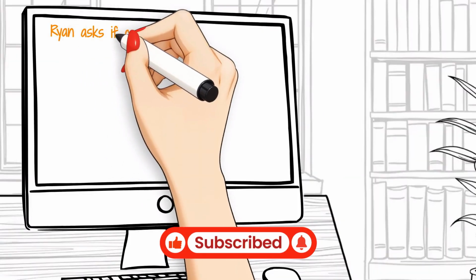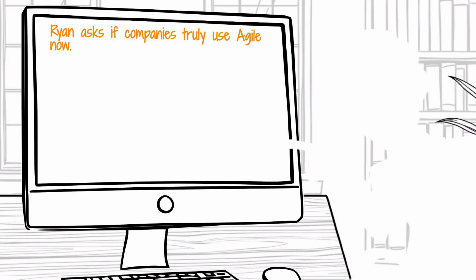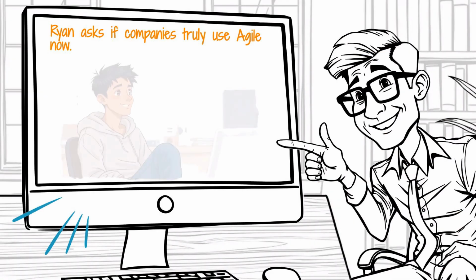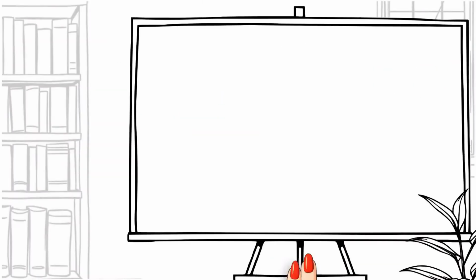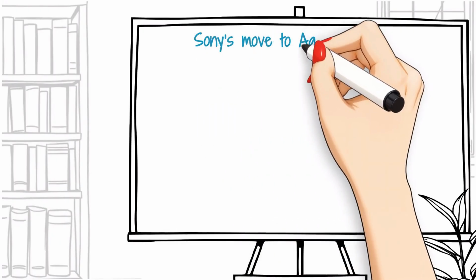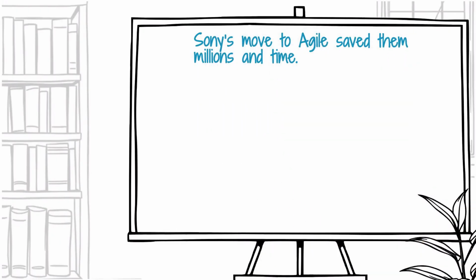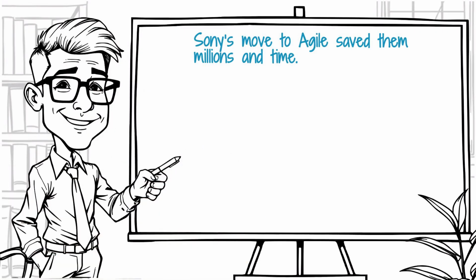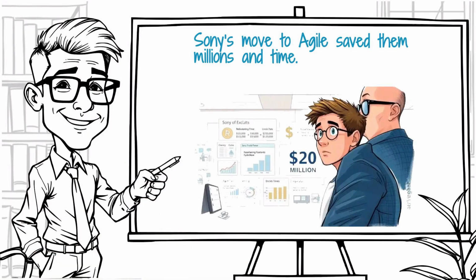Ryan wondered if companies truly use Agile today. Uncle Max smiled again. "Absolutely. Many companies are shifting to Agile because it's flexible, fast, and reliable. For example, when Sony adopted Agile for their interactive systems, planning time reduced by 28%. Downtime dropped dramatically, and they saved nearly $30 million a year." Ryan was impressed. Agile clearly wasn't just a trend, it was a transformation.